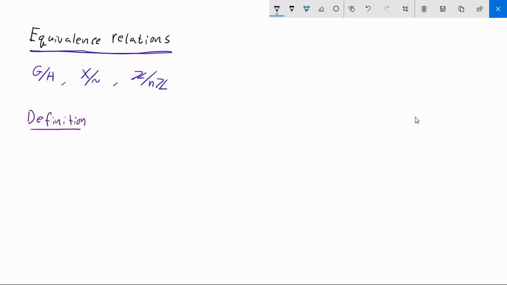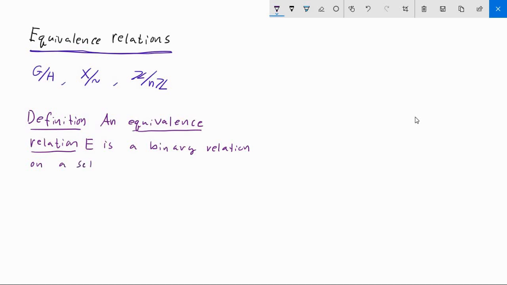It is a special type of binary relation. So an equivalence relation E, let's give it a name, is a binary relation on a set A. What this means is that the binary relation E is a subset of A cross A. So the domain and range both belong to A themselves. There's just one set being related to itself in this case. And it's going to satisfy three conditions on top of this.